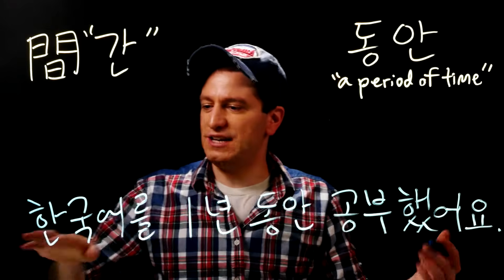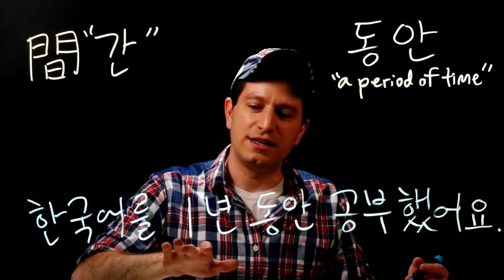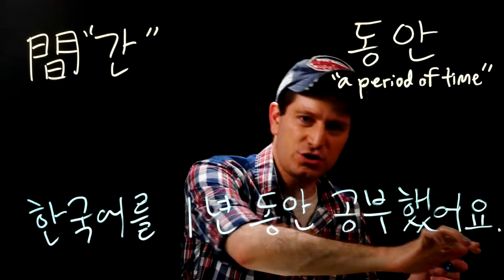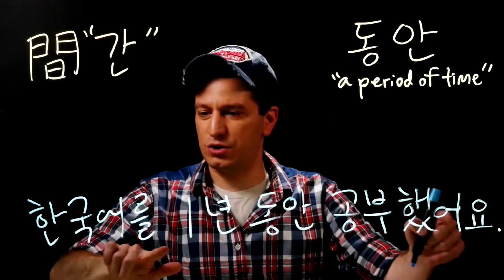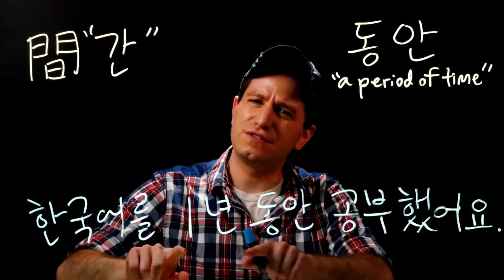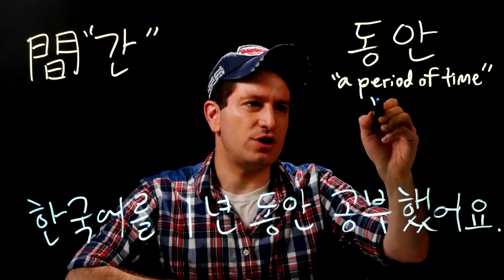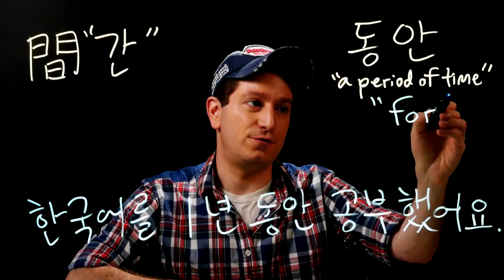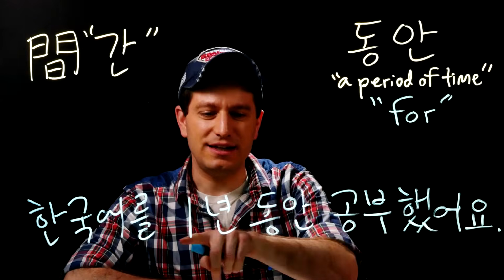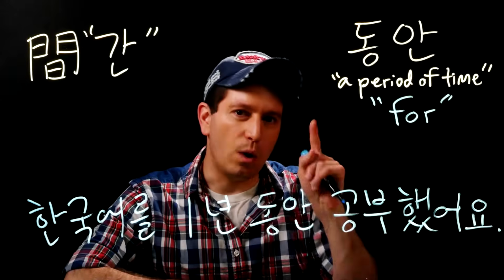For example, here's a normal sentence. 한국어를 1년 동안 공부했어요. So I studied Korean 1 year period of time. This is most often translated as the word for. So I studied Korean 1년 동안, for 1 year.